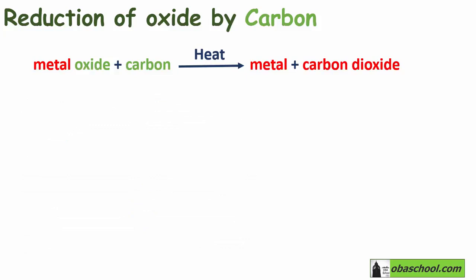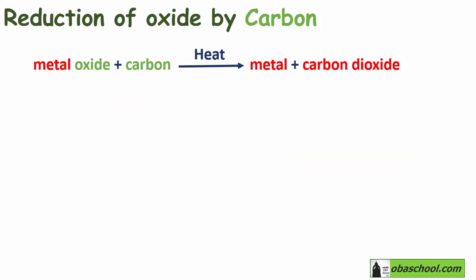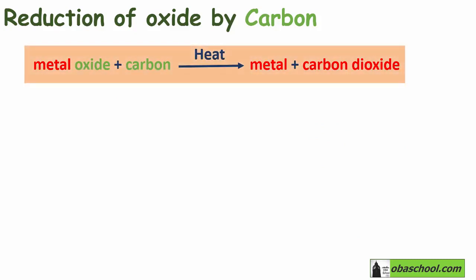The metal oxide will be heated with carbon. Carbon dioxide will be produced and the metal as an element will be produced as well. So carbon will remove oxygen from the metal oxide to form carbon dioxide and the metal will be formed as the element. So the general equation of the reduction of a metal oxide by carbon is metal oxide plus carbon, when heated, will produce the metal and carbon dioxide, CO2.